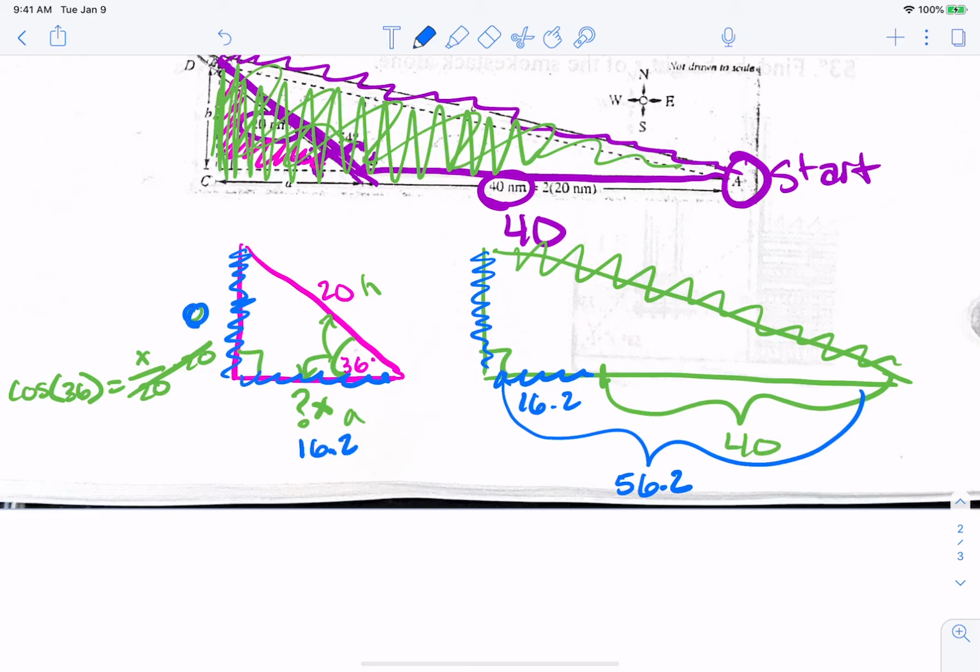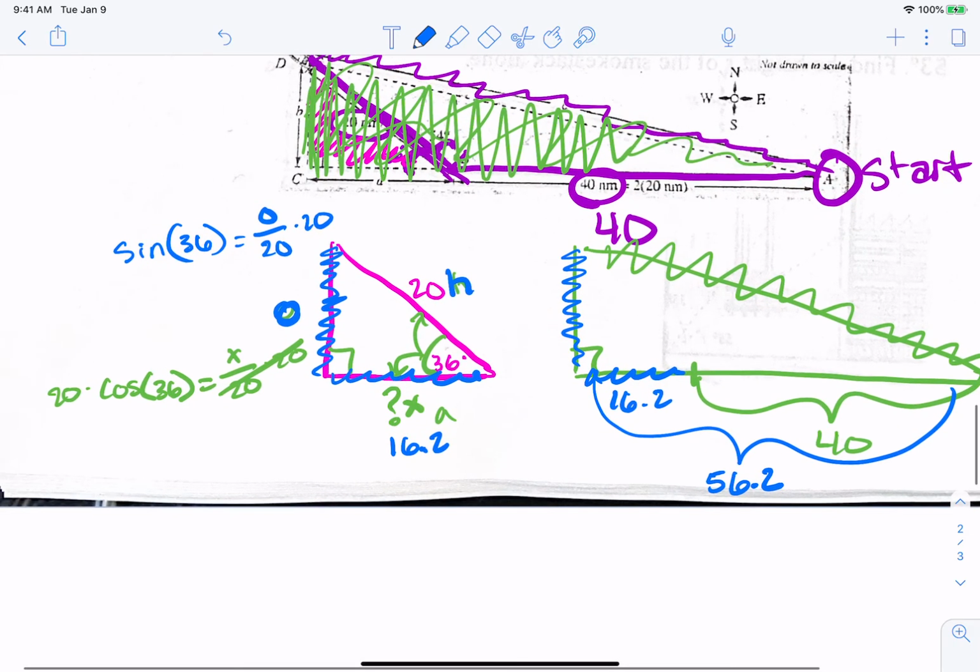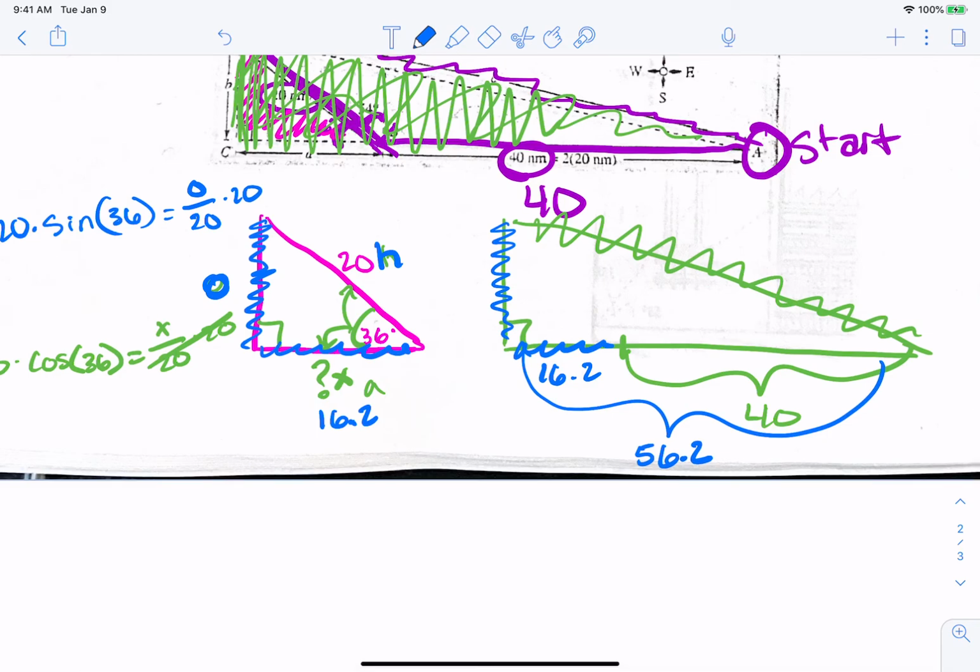So he is opposite and hypotenuse. Opposite hypotenuse is going to be sine. If we do sine of 36, we have the opposite over 20. If we want to know that opposite guy, we do times 20, 20 sine of 36. What's that going to come out to be? 20 times the sine of 36. Yep, 11.8. So this guy is also going to be 11.8.